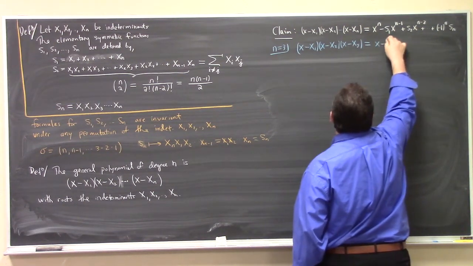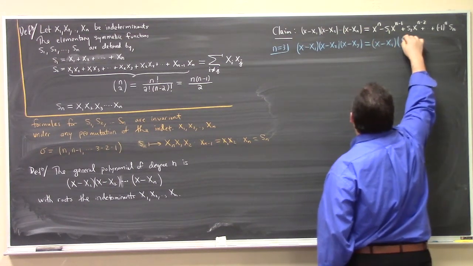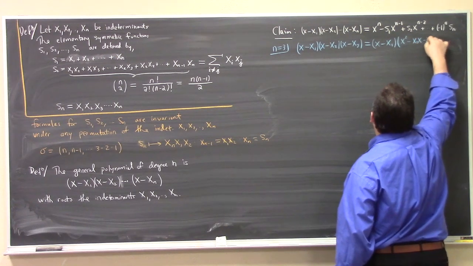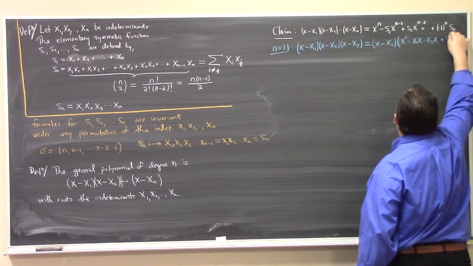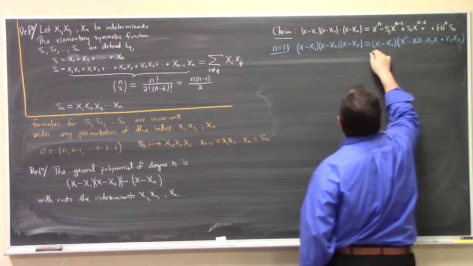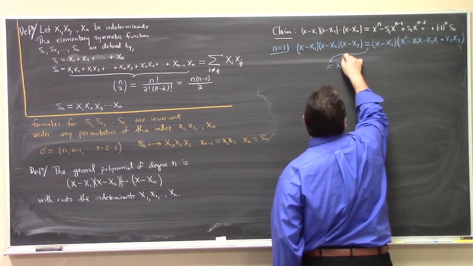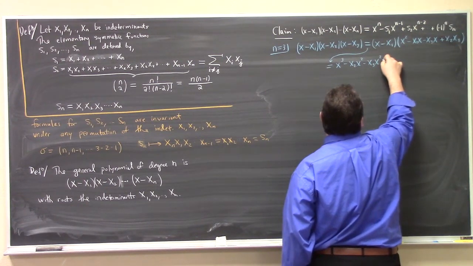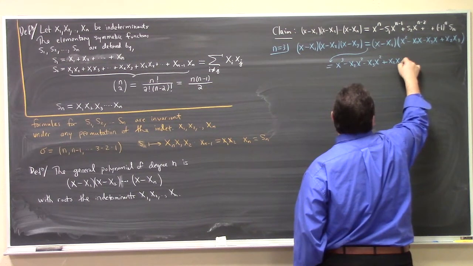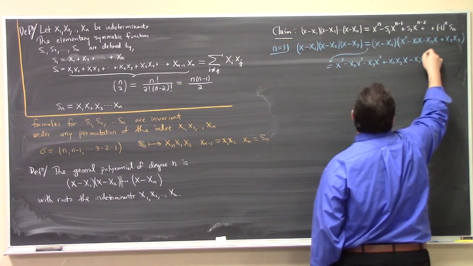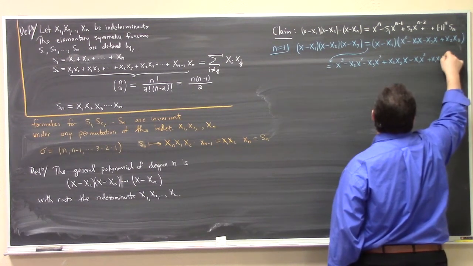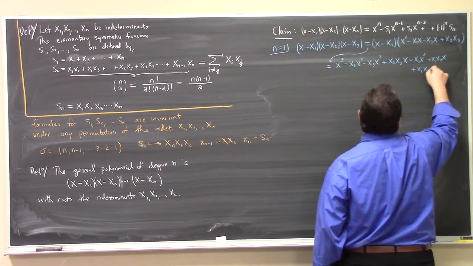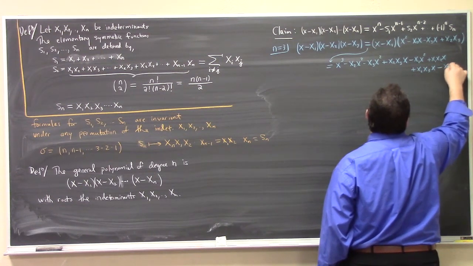So you have (x minus x1) times (x squared minus x2 x minus x3 x plus x2 x3), which then is x cubed minus x2 x squared minus x3 x squared plus x2 x3 x, minus x1 x squared plus x1 x2 x plus x1 x3 x minus x1 x2 x3.